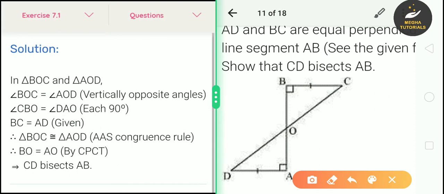Now we can apply CPCT. Therefore we can write BO is equal to AO using CPCT or CSCT. Therefore we can say that CD bisects side AB.